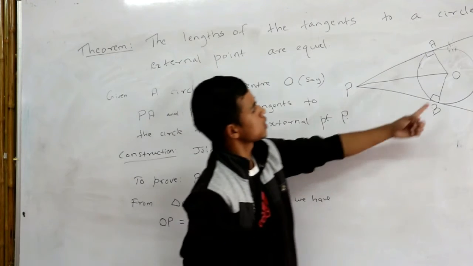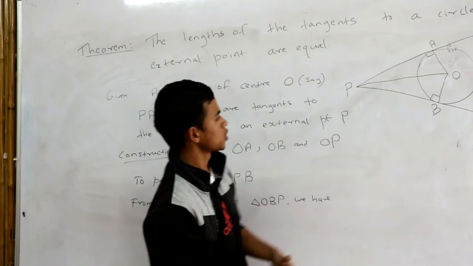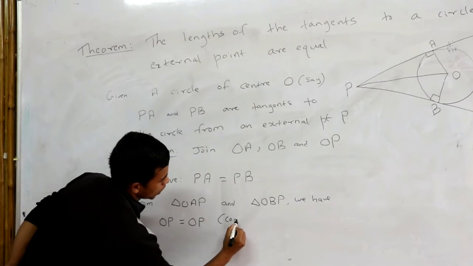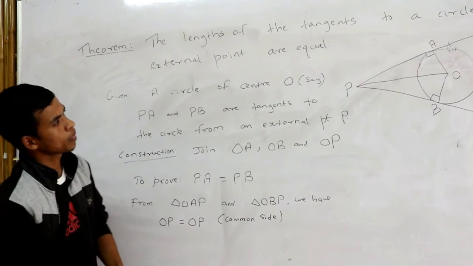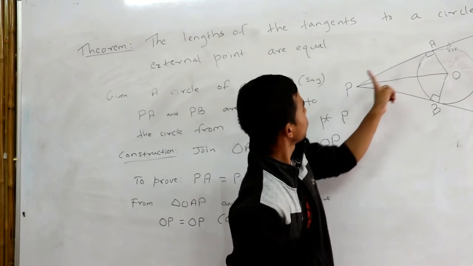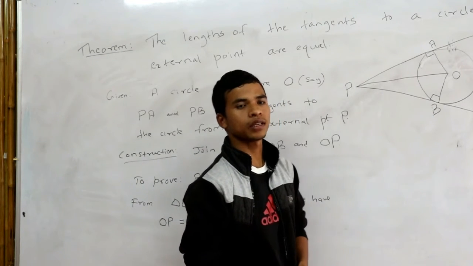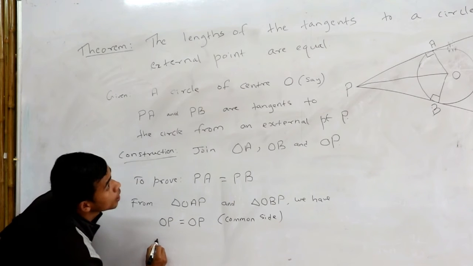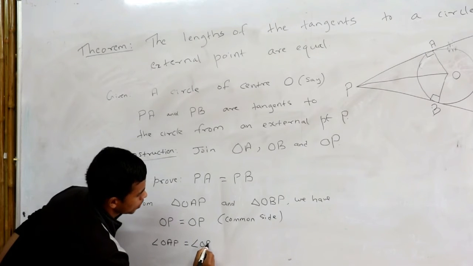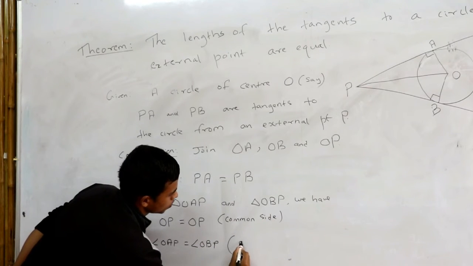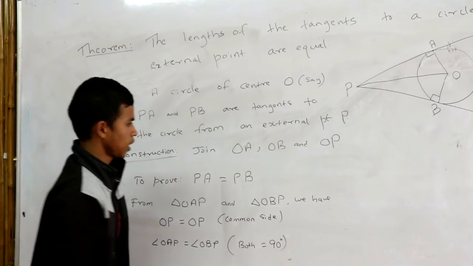OP. This is a side of this triangle on top, and it's also a side of this triangle at the bottom. So it is a common side. And also this angle OAP is equal to angle OBP. They are both 90 degrees. So we have angle OAP is equal to angle OBP, both equal to 90 degrees.